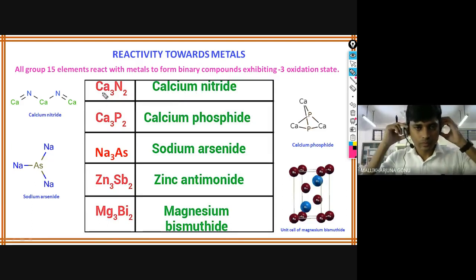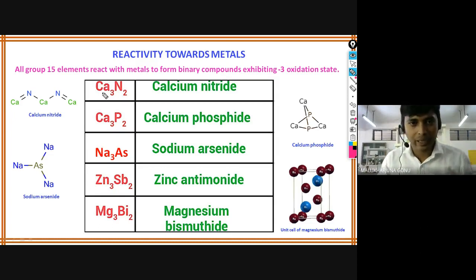Okay. Reactivity towards the metals. What happens when nitrogen and phosphorus react with the metals? Which type of compounds do they form? All group 15 elements react with metals to form binary compounds. If they are binary compounds, you can write the structures easily, and they show -3 oxidation state because metals are positive and nitrogen is negative.